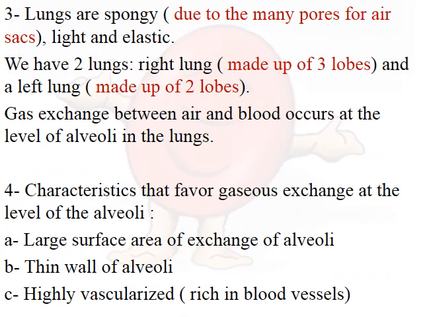Lungs are spongy. The meaning of this is that since they have many pores of air sacs, they are called spongy. They are light and they are elastic. We have two lungs, the right lung, which is made up of three lobes, and the left lung, which is made up of two lobes. Exchange of gas occurs between air and blood at the level of the alveoli in the lungs.